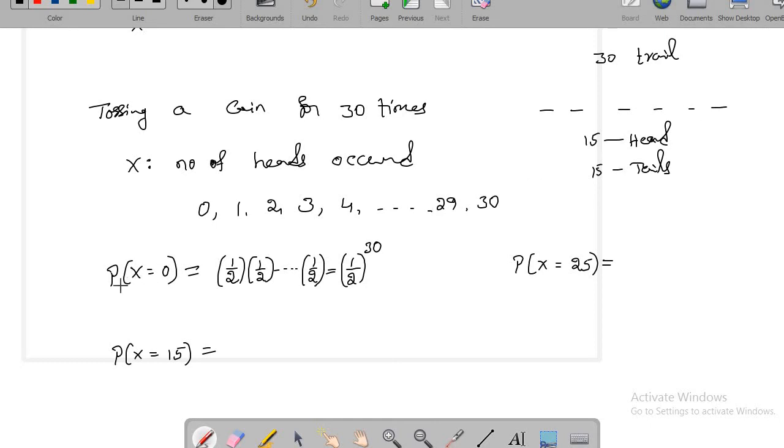See, when x equal to 0, there is no issue. Everywhere you got a tail. There is only one way you can do that. But when you want 15 heads, it's not just one way. There are many ways you can do that. We can calculate it this way: 30 factorial by 15 factorial into 15 factorial. That many outcomes you have. Okay, so now we should count all of them.